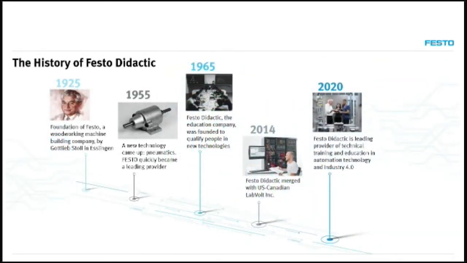So who we are? In 1925, Festo was founded in Germany by Mr. Gottlieb Stoll, and they started the enterprise as an enterprise that was building tools for carpentry, for woodworking. In 1955, the pneumatics arrived. So all these new technologies start being used by Festo, and very quickly we became the leader in the world in pneumatics.